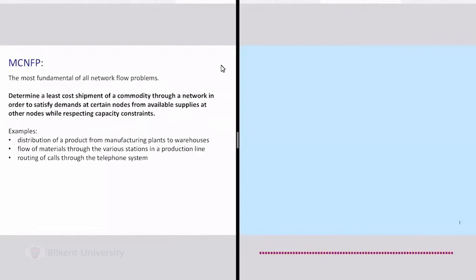So, first of all, let's understand its structure, right? Minimum cost network flow problem. It is the most fundamental of any kind of network flow problem that you can think about. So the basic idea is find the least cost shipment of a commodity, whatever it is, through a network. So we have some sort of a network. It can be wireless network, telecom networks, road networks, and you're supposed to send a commodity from suppliers to the demand points.